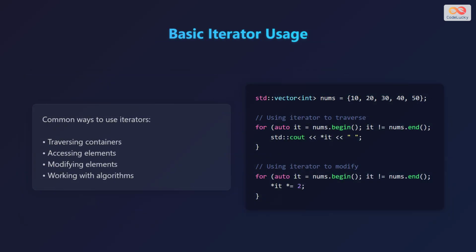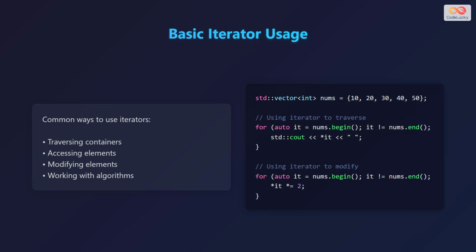Iterators are versatile tools that can be used in various ways to manipulate container elements. Now we'll explore some common use cases of iterators. One common usage of iterators is to traverse the elements of a container, allowing you to access each element sequentially. You can also use iterators to access individual elements within a container, either for reading their values or modifying them. Additionally, iterators can be employed to modify elements within a container, enabling you to change their values or properties.